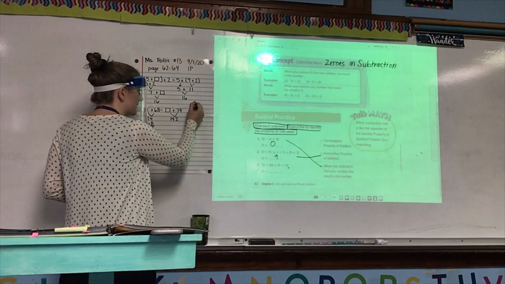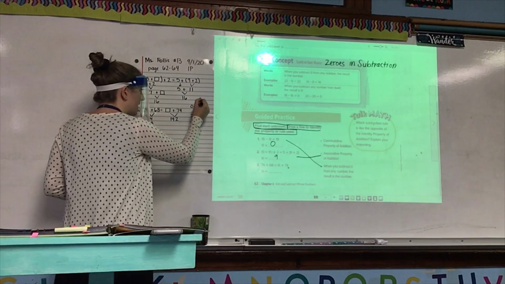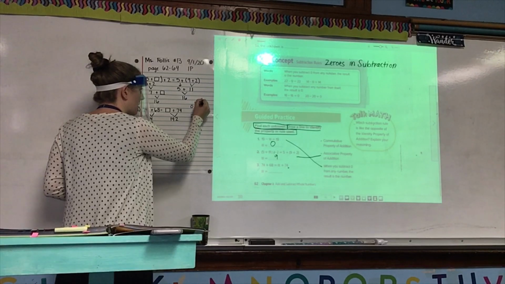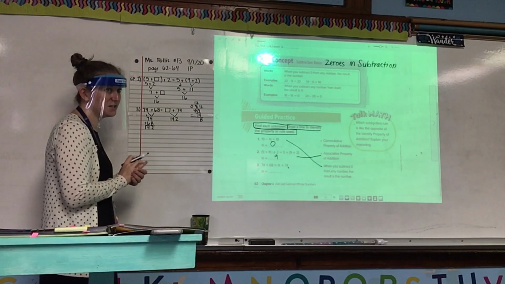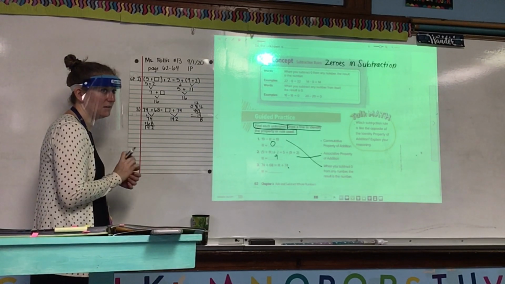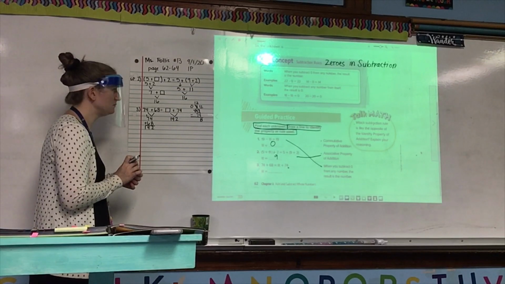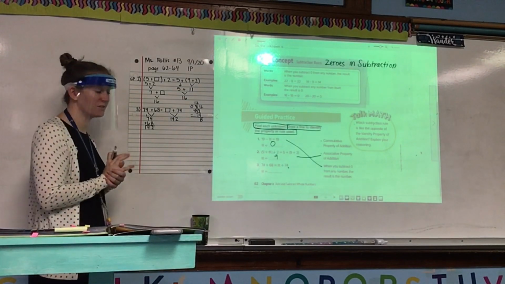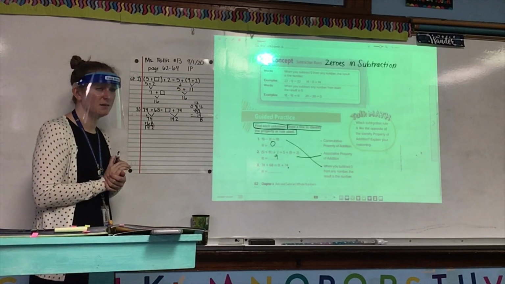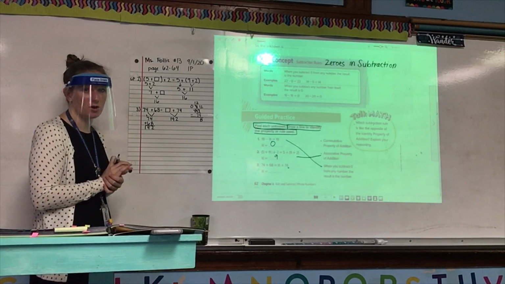So that 1 becomes a 0, and the 3 becomes a 13. 13 minus 7. Can I do it? What is it? 13 minus 7. Use your fingers. Don't try to do it in your head. That's how you make mistakes. That's why I always say, show your work.